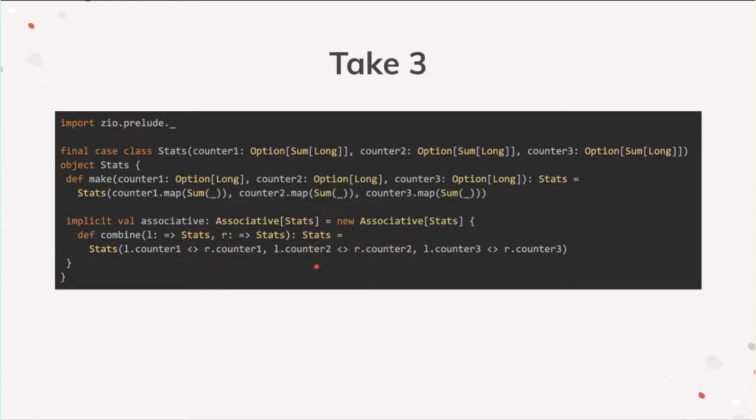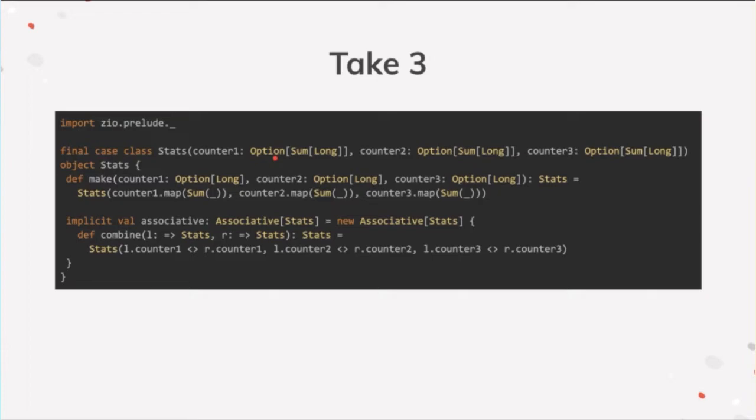So you need a way of telling ZIO Prelude what's the binary operation you're going to use when combining longs. In this case, I'm telling ZIO Prelude that I want it to combine longs using summing them. This sum is called a new type.